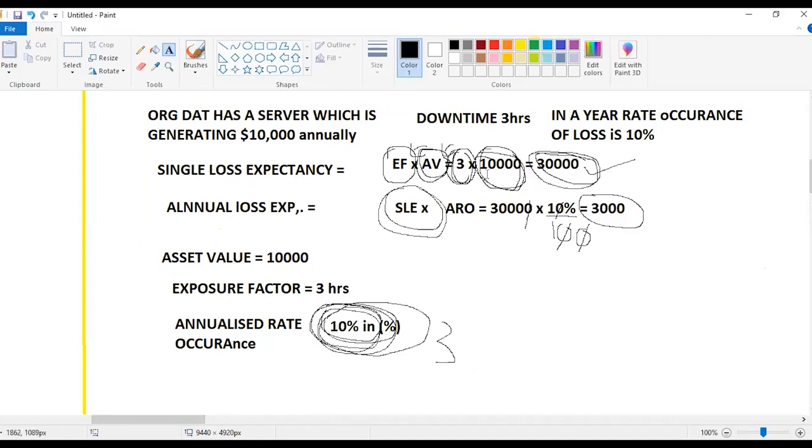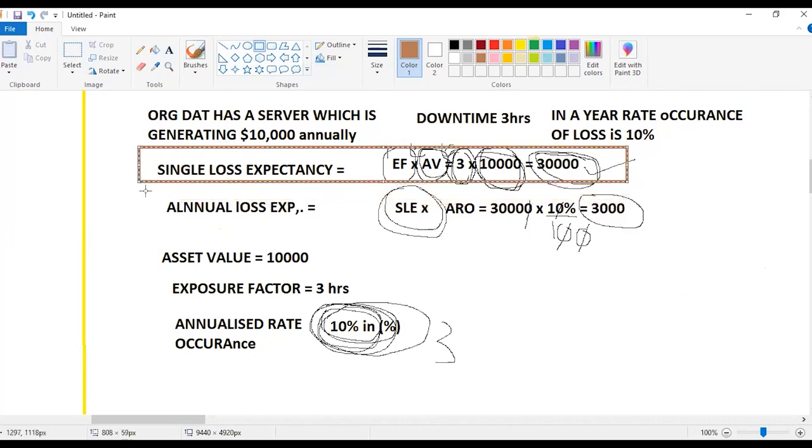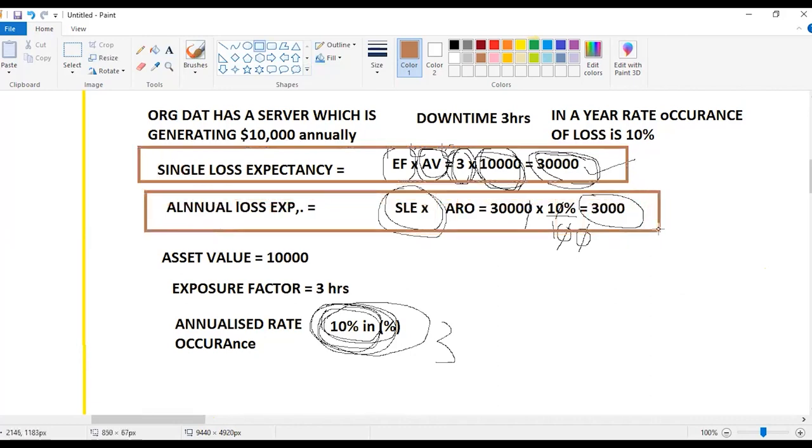So basically, what I'm trying to deliver here is how we calculate the risk. This is the single risk: how much loss we got a single time, and how much loss we got in a year.